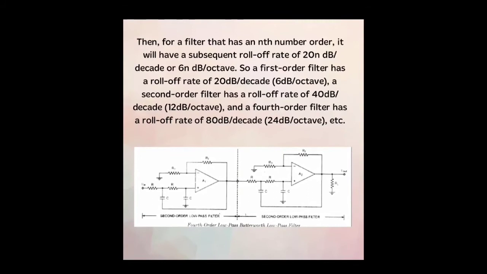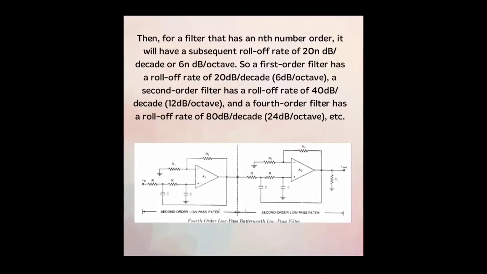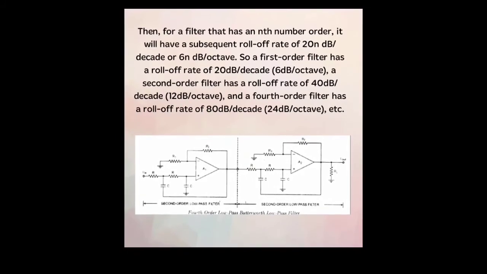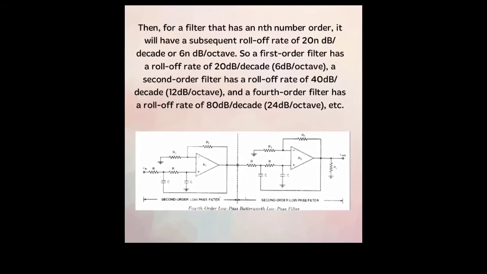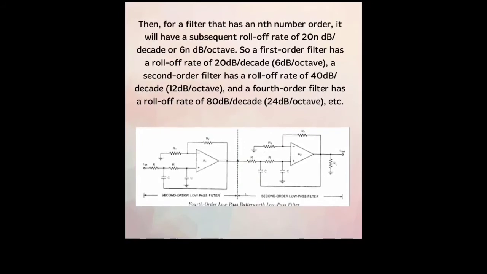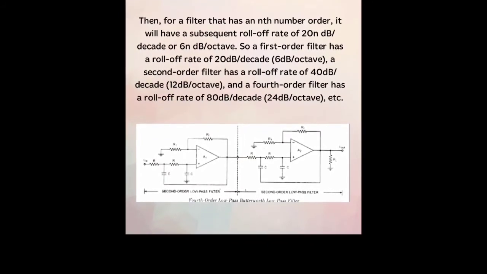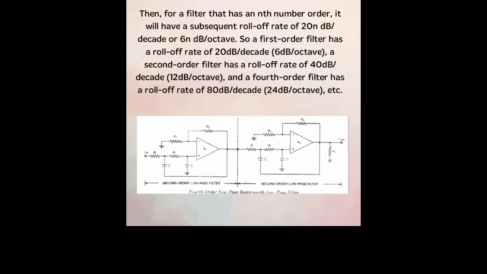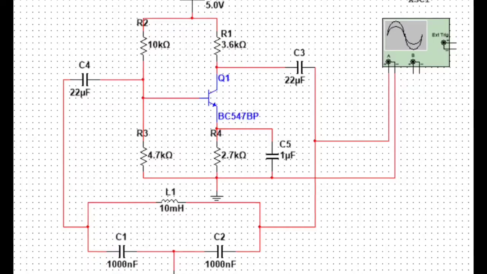So, a first-order filter has a roll-off rate of 20 dB per decade or 6 dB per octave. A second-order filter has a roll-off rate of 40 dB per decade or 12 dB per octave, and a fourth-order filter has a roll-off rate of 80 dB per decade or 24 dB per octave, etc.